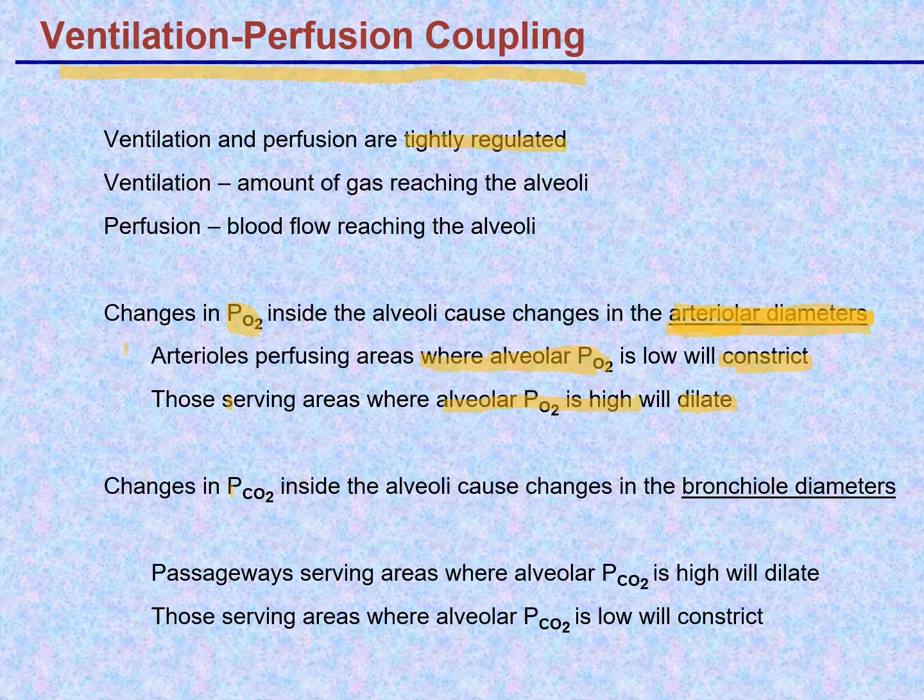The PCO2, on the other hand, the partial pressure of CO2 inside the alveoli, will trigger changes in bronchial diameter. Okay. If you have an area which has a higher PCO2, then bronchioles leading to those areas of the lungs will dilate so that you get good ventilation into those areas, and the CO2 is carried away from those areas.